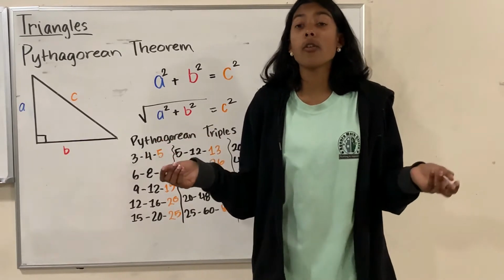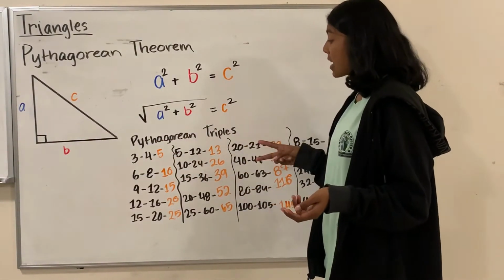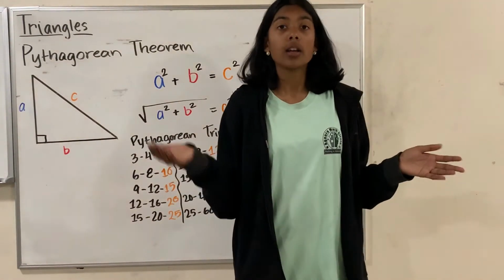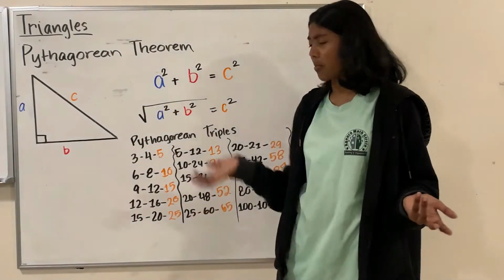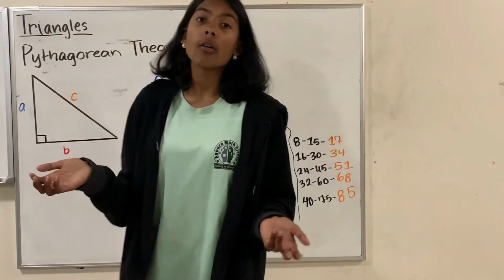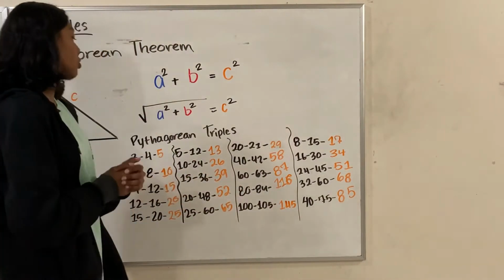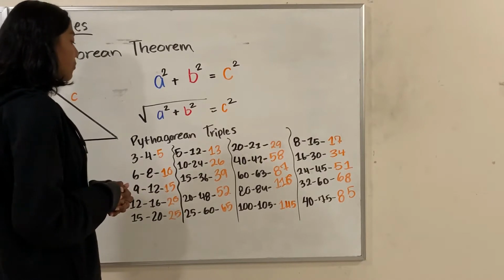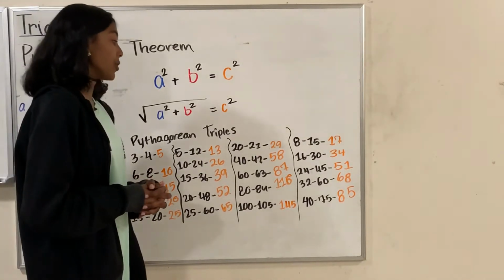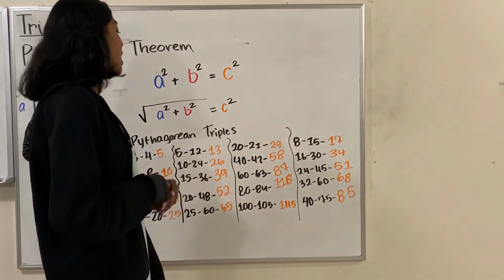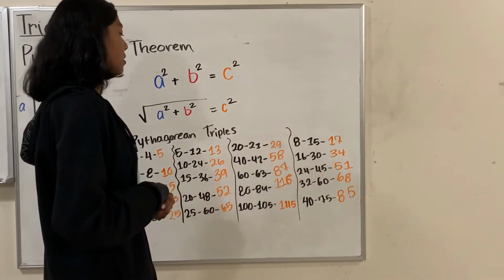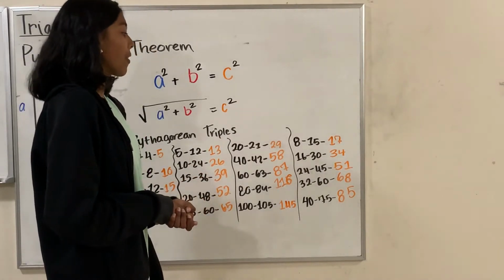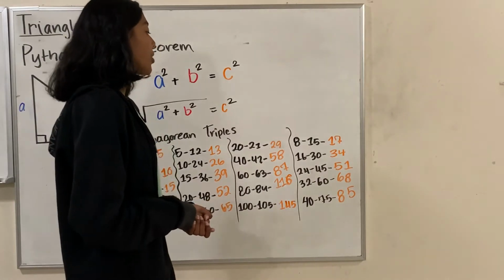For example, for 3, 4, 5, you can have 6, 8, 10; 9, 12, 15; 12, 16, 20; and 15, 20, 25, and so on. So if you notice 15 and 20, you can be like, the last one's 25. So we also have 10, 24, 26; 15, 36, 39; 20, 48, 52; 25, 60, 65; 40, 42, 58; 60, 63, 87; 80, 84, 116; 100, 105, 145; 16, 30, 34; 24, 45, 51; 32, 60, 68; 40, 75, 85.